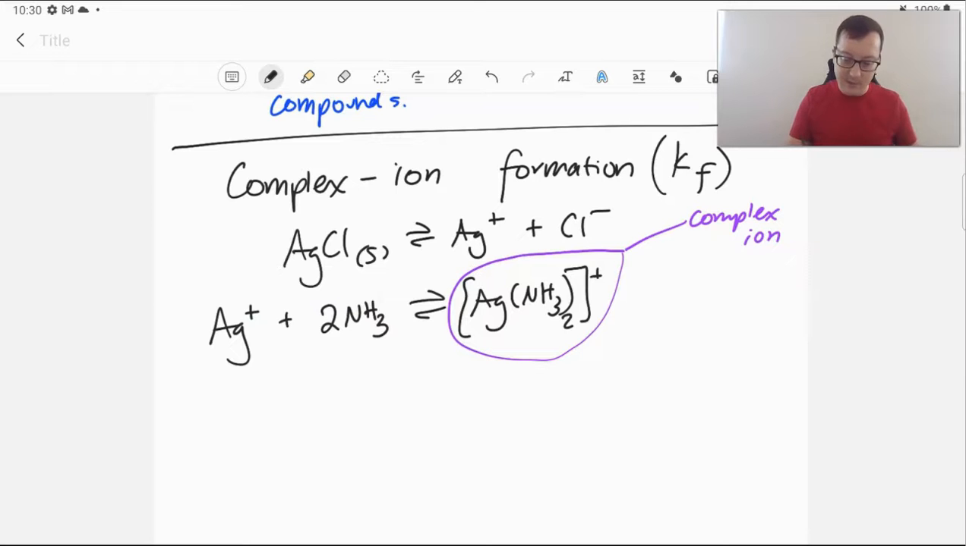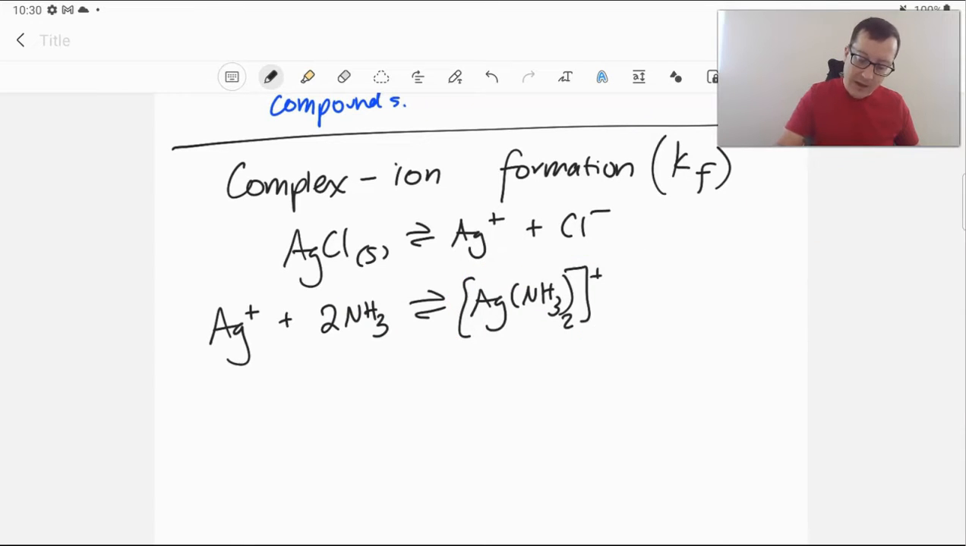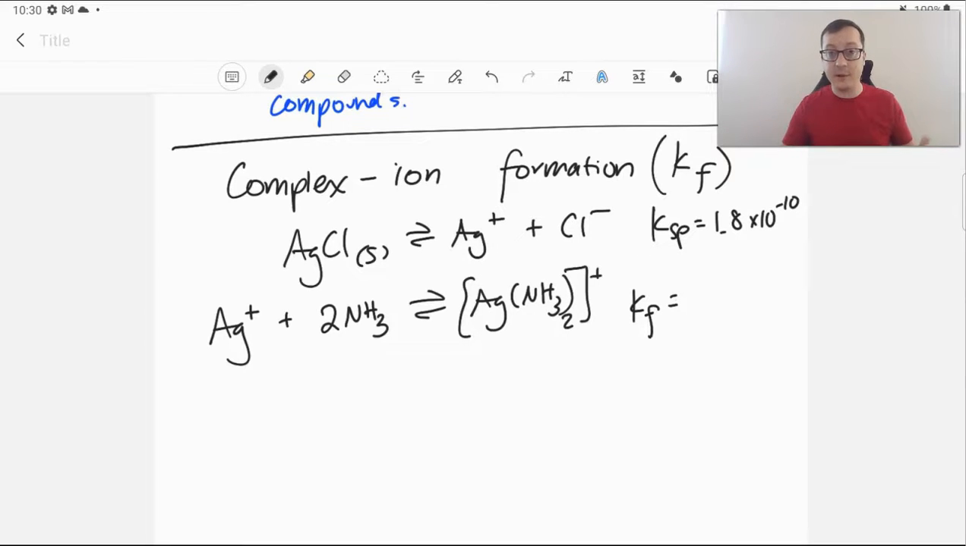I'm going to erase this purple bit now. We have a Ksp for this first equation, the silver chloride dissolving, which is 1.8 times 10 to the negative 10. And then we have a Kf for formation of this silver ammonia complex, which is 1.7 times 10 to the 7th power. So you see Ksp very insoluble, right? We see that as an unfavorable process. However, the Kf for adding ammonia to the solution is greatly favorable. So 10 to the 7th power.